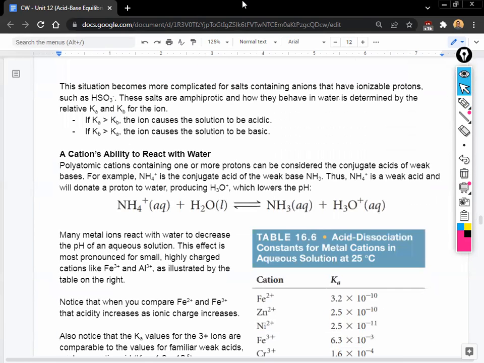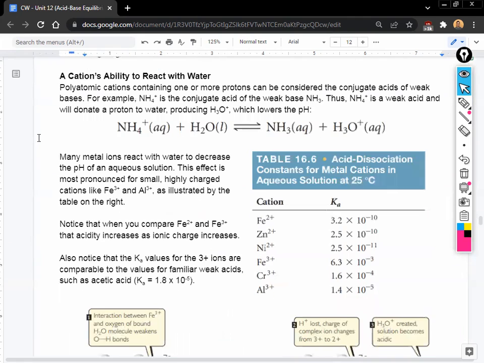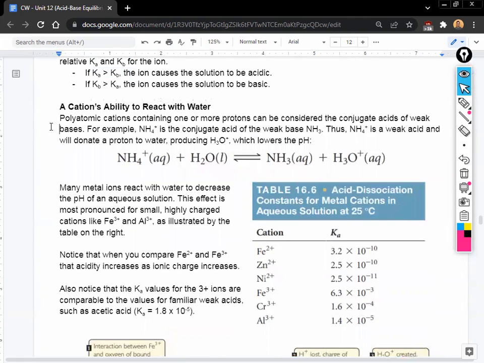Okay, so again, a lot more text, but let me just break it down very simply for you. You guys already know this. If Ka is bigger than Kb, the solution is acidic. If the Kb is bigger, the solution is going to be basic. We already learned this. I'm just reviewing the information. Now we're going to be talking about the cation's ability to interact with water.